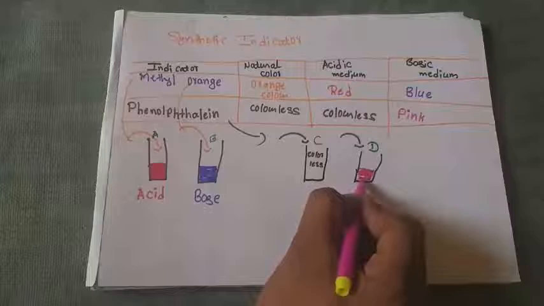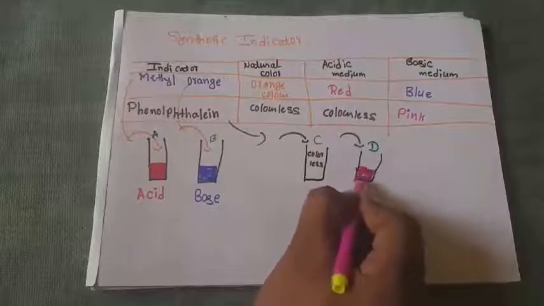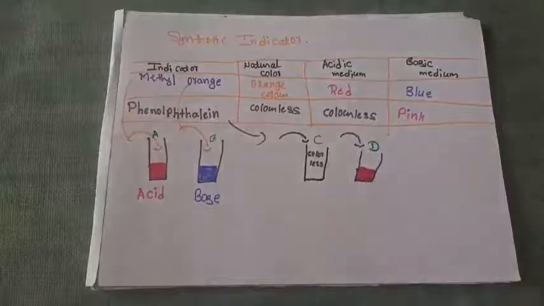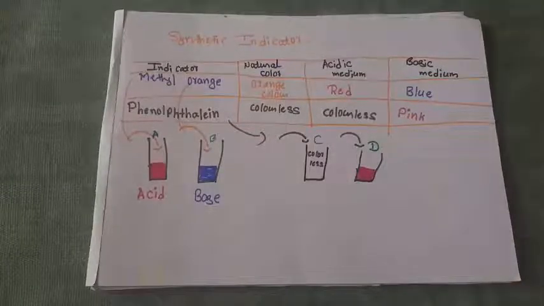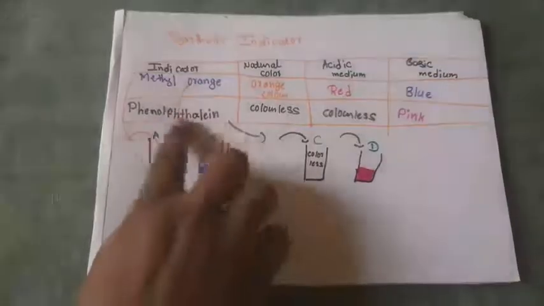After adding phenolphthalein to test tube C, there is no change in color. The phenolphthalein stays colorless. But when you add the same phenolphthalein to D, the color turns pink. Because of that, now check the table.